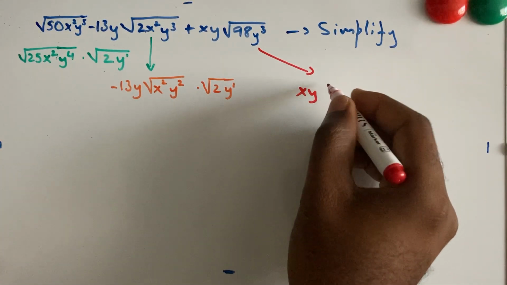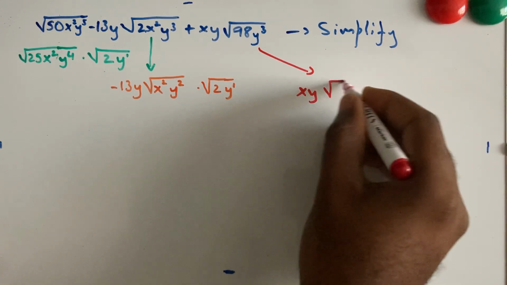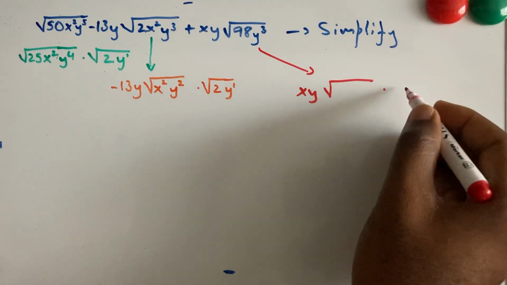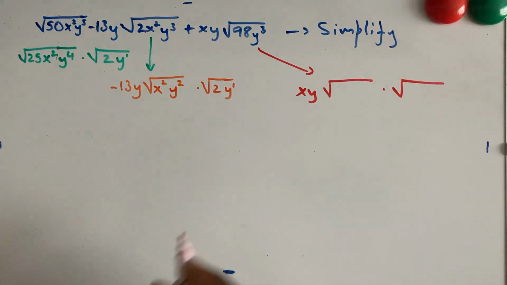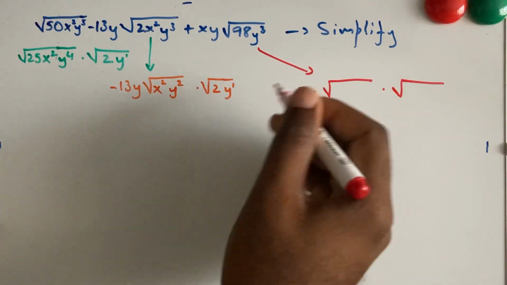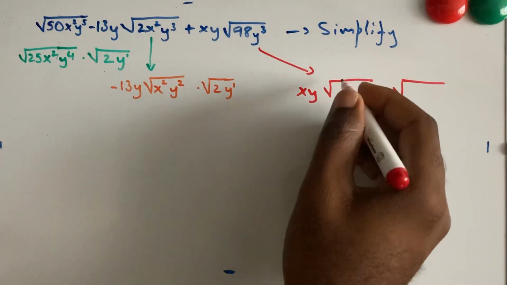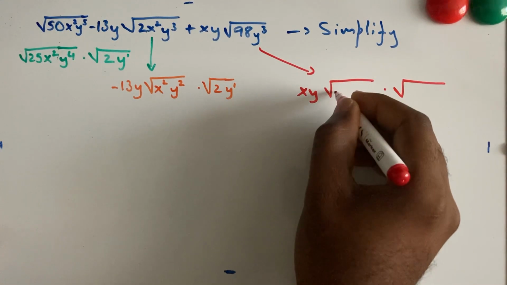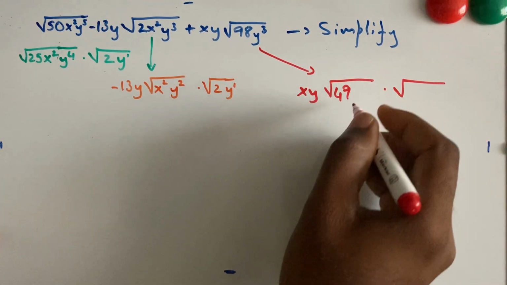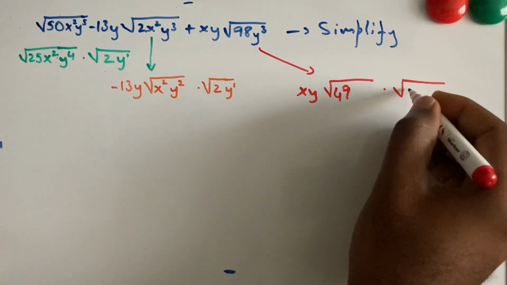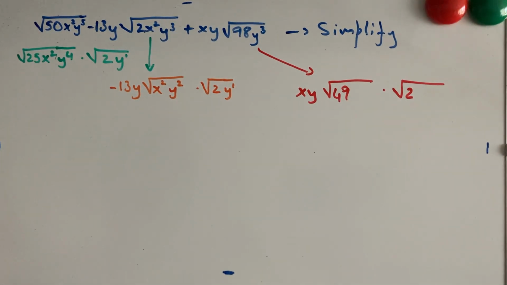And I'll put square root right here, and I'll put another one right here, okay? Just to put the two the same way. Now, 98 is not a perfect square, but I know in 98, it's 49 times 2. 49 is a perfect square, okay? So I can use 49 right here.